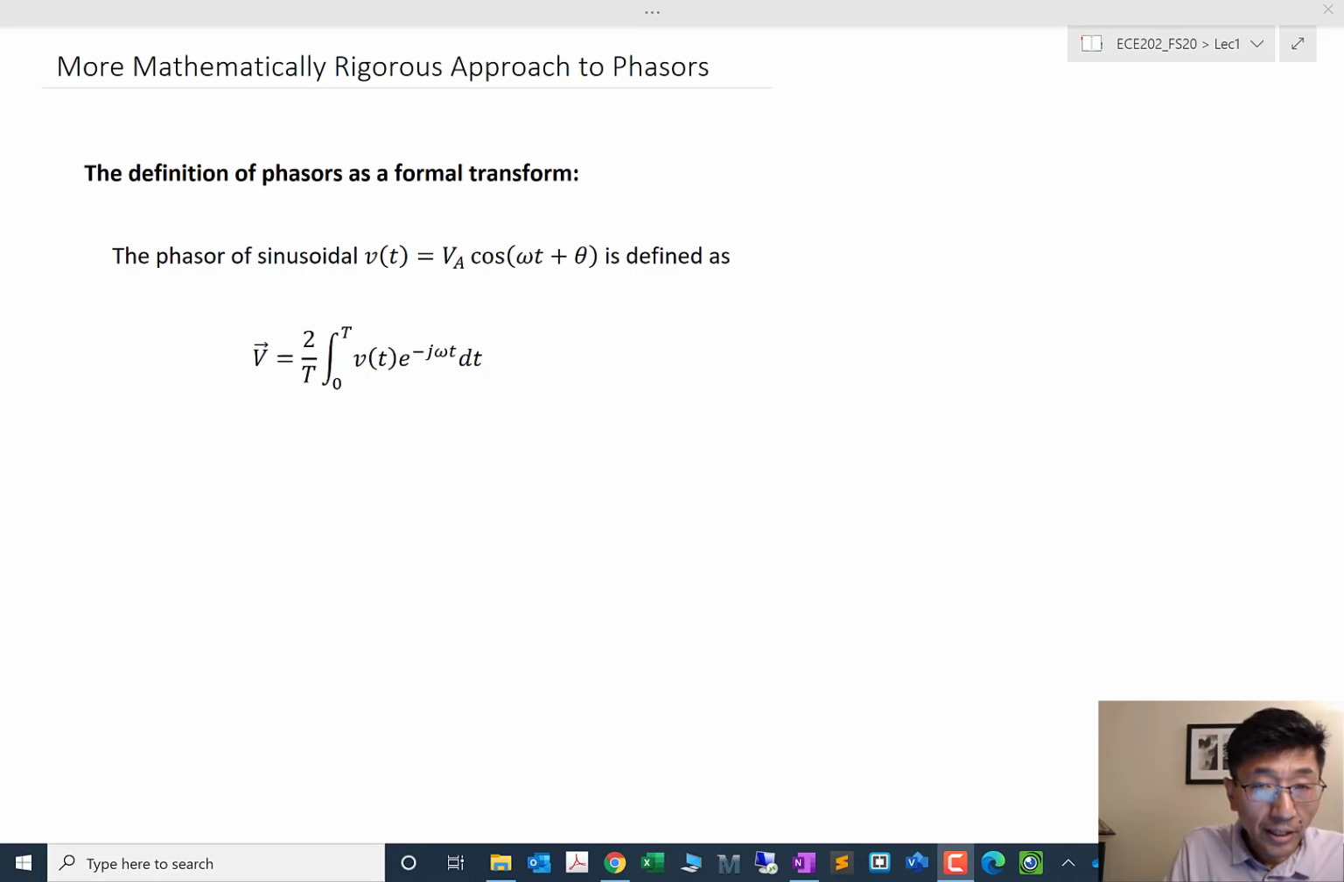Hello everybody, I would like to present another perspective of the phasors. In part 1 of this lecture, we defined the phasor as taking the amplitude and phase angle of the sinusoidal signal defined by a cosine function. Right? There is another more mathematically rigorous treatment of the phasors, which is not presented in the text.